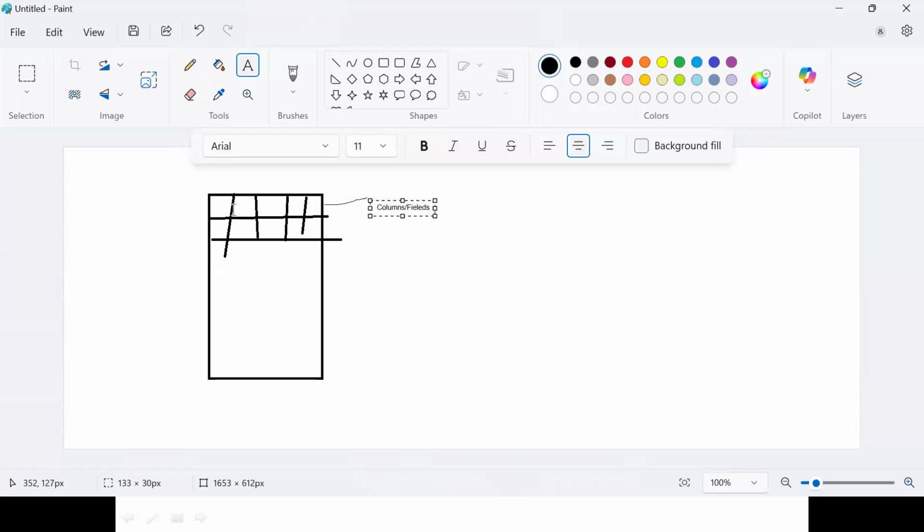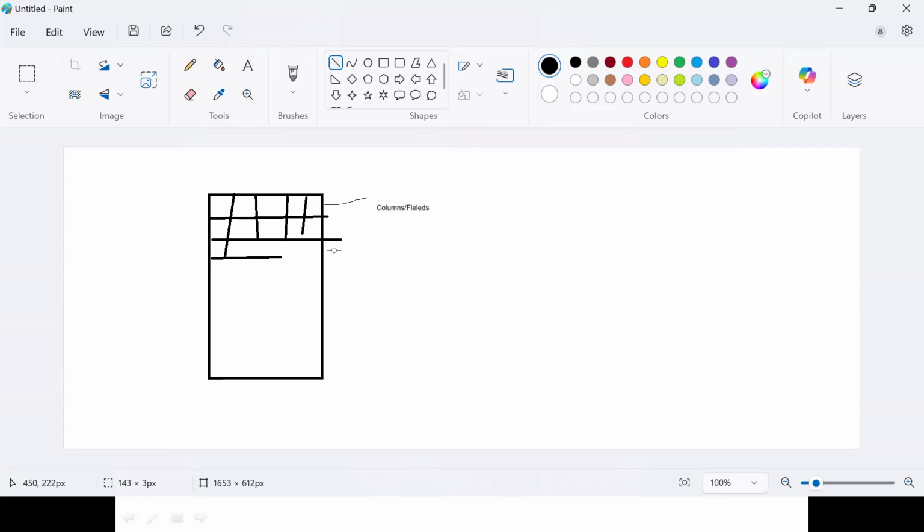Okay, so under that serial number, there will be a student number. Student number 1, 2, 3, 4, 5. These are all records. We call it records. So records will be stored in rows.